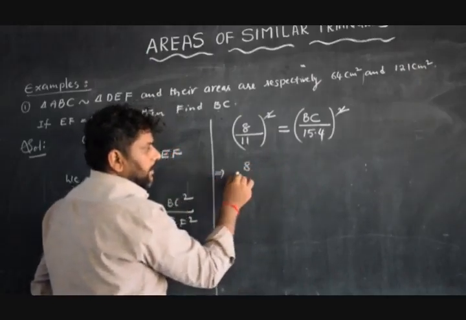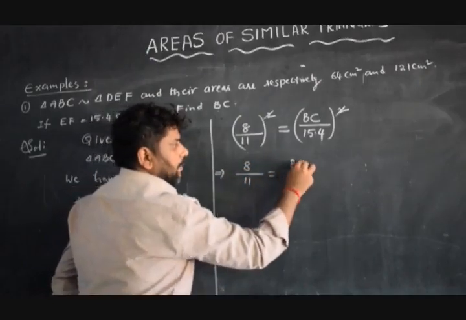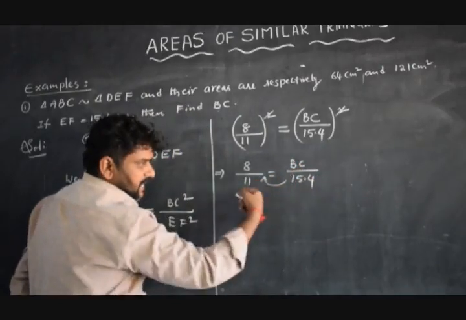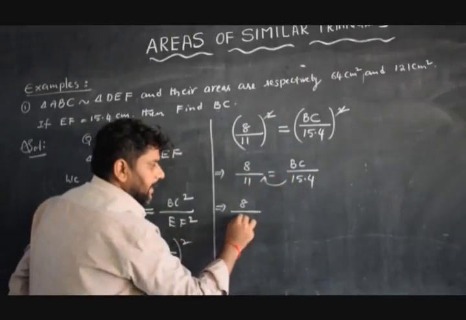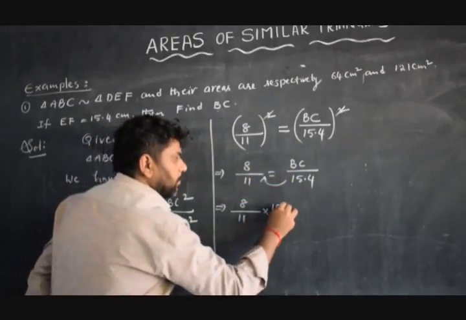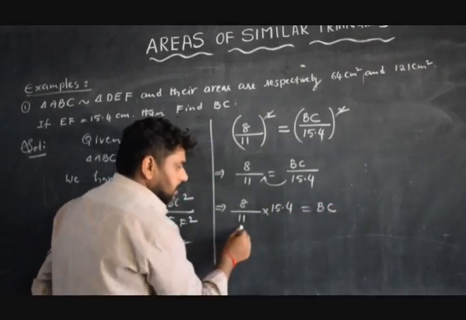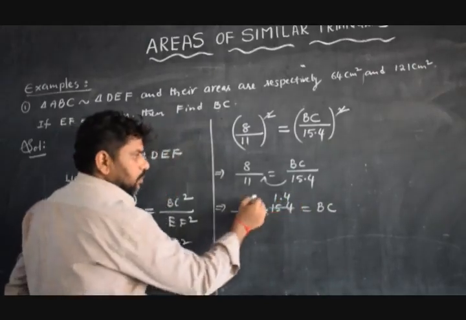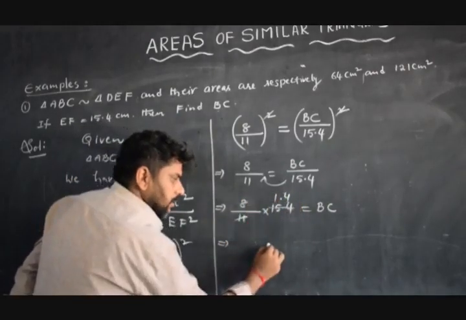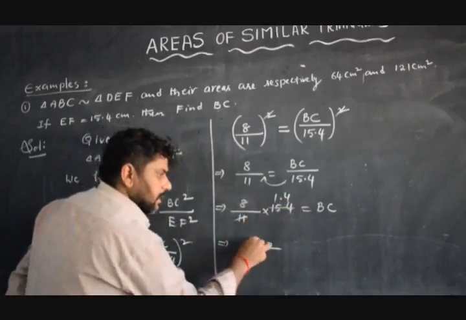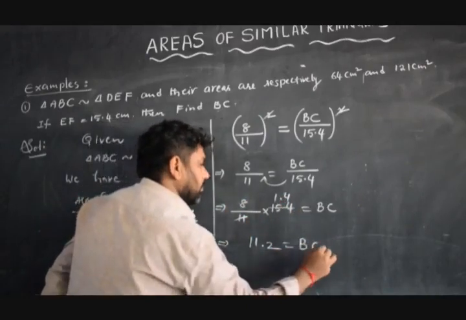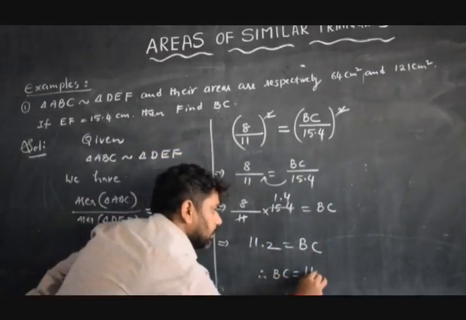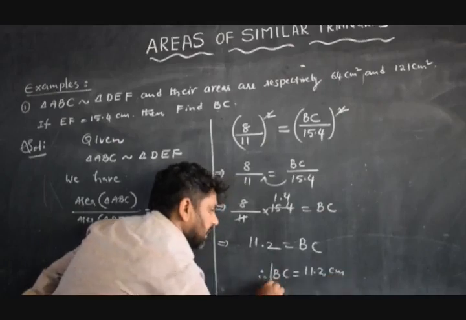Now we have 8 by 11 is equal to BC divided by 15.4. Now this 15.4 send this side, cross multiplication, 8 by 11 into 15.4 is equal to BC. So 11 cancellation, 11 ones are 11, 11 fours are 44. So here 8 fours are 32, 8 times 1.4 is 11.2, that is equal to BC. Therefore BC is equal to 11.2 centimeters.